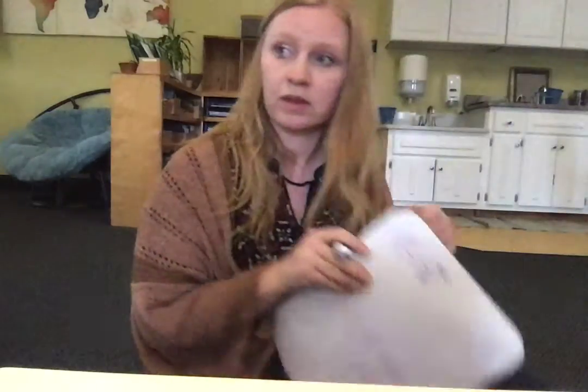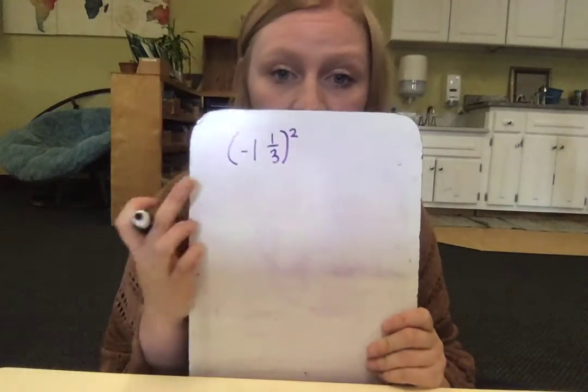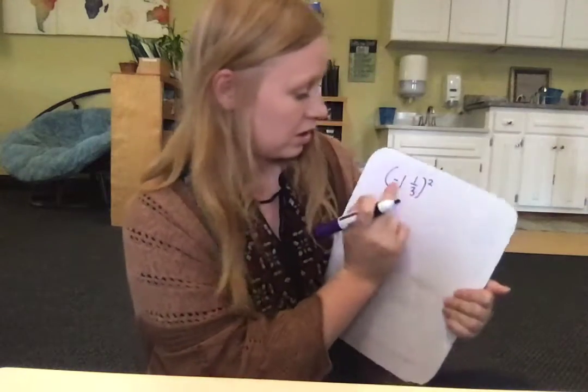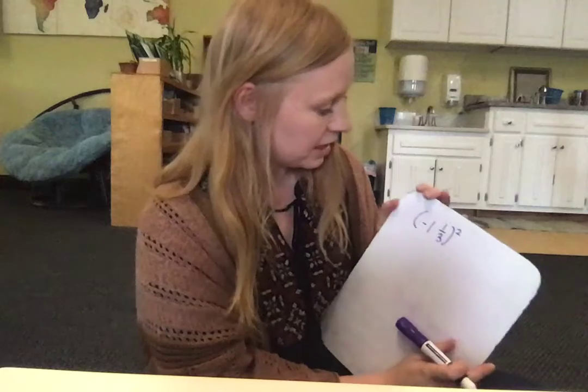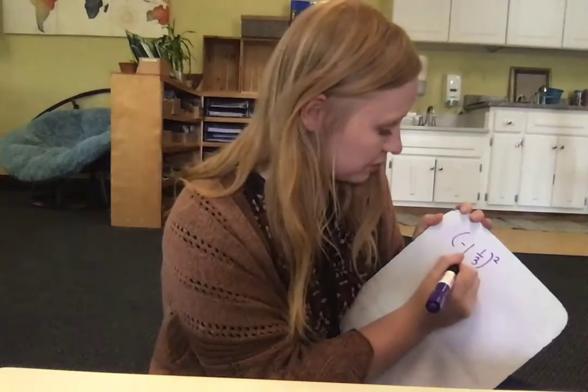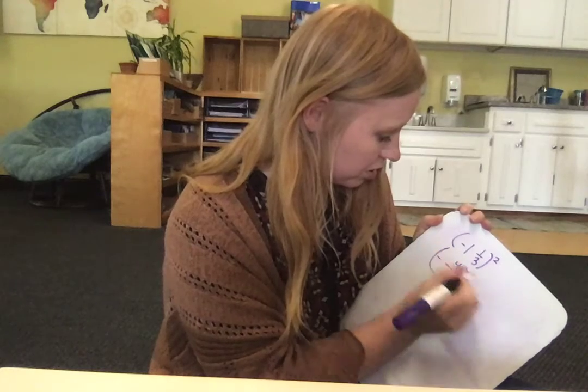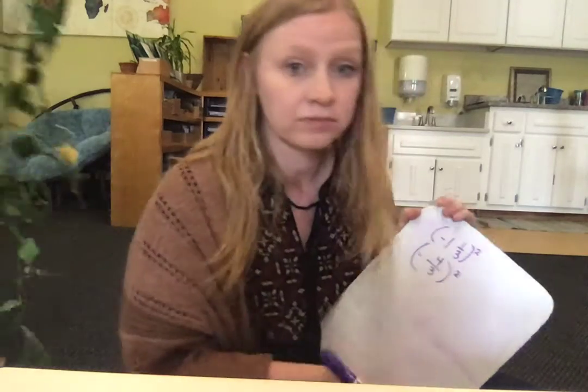Negative 1 1/3 squared. So for this equation, we need to first take this and turn it into an improper fraction. 1 times 3 is 3 plus 1 is 4. So I have negative 4 thirds squared.